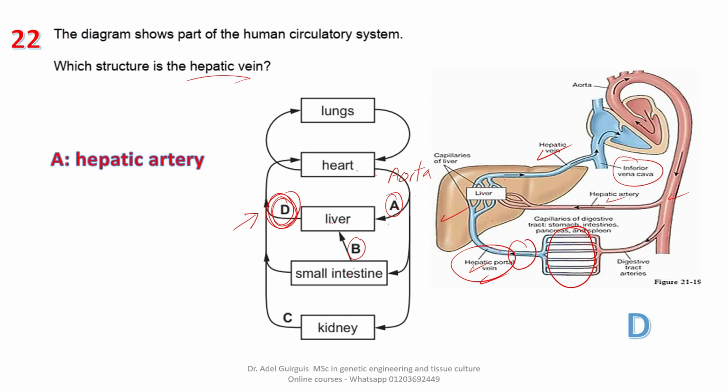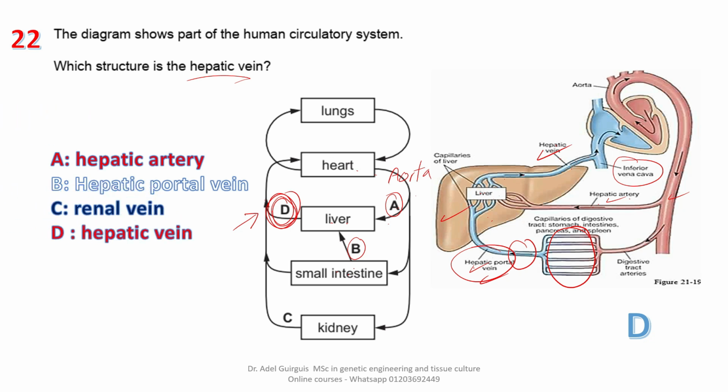Letter E, hepatic artery. Letter B, hepatic portal vein from intestine to liver, the link between intestine and the liver. C, renal vein. Okay, what about letter D, hepatic vein? Okay, so the answer is D.